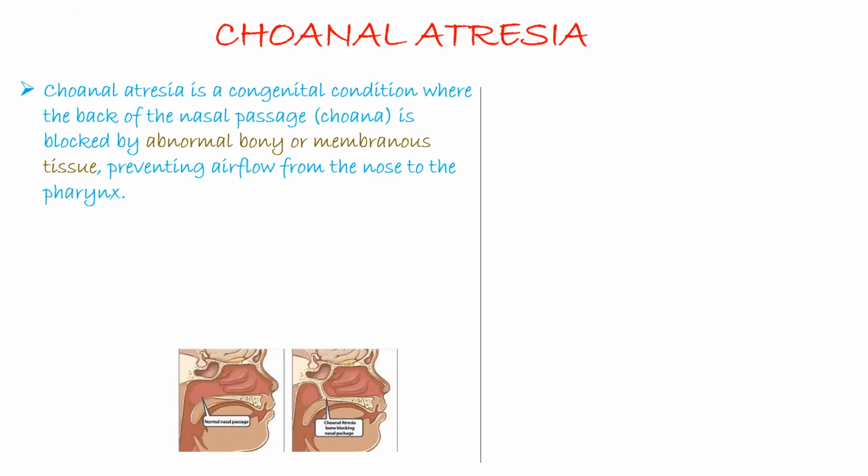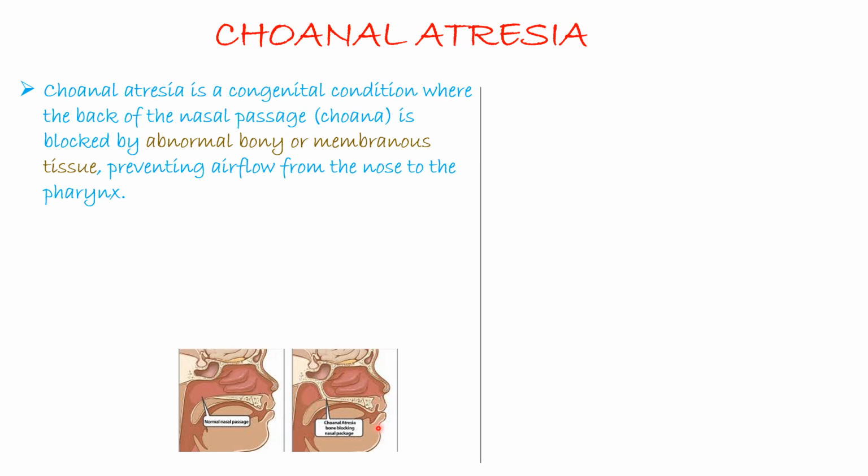Today's topic we are going to do choanal atresia. Choanal atresia is a congenital condition where the back of the nasal passage, that is the choana, is blocked by either a membranous or a bony tissue, therefore preventing the airflow from the nose to the pharynx.